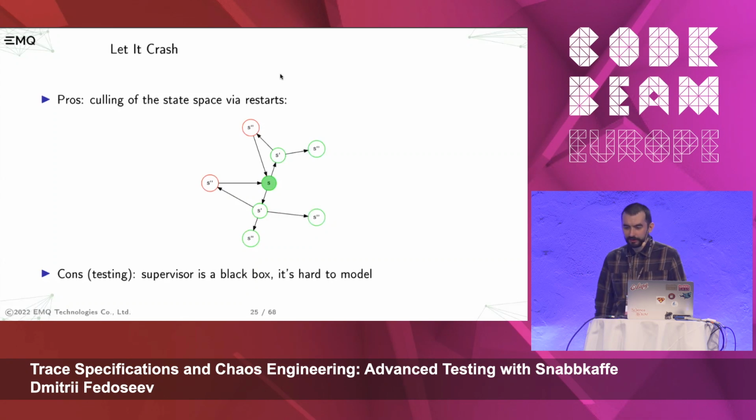The first mitigation is the let it crash paradigm. When the system detects that it has entered an unexpected state, shown in red on this graph, it crashes and it gets restarted, returning to the known state, shown as solid green on the graph. This can be modeled as culling of the state space using restarts. While it makes our lives as programmers much easier, it presents a challenge for state-based testing, since the supervisor is a black box which has its own state, which we cannot model.